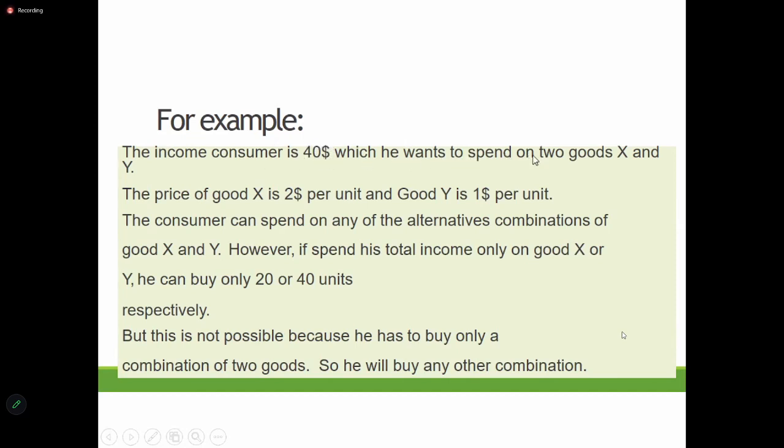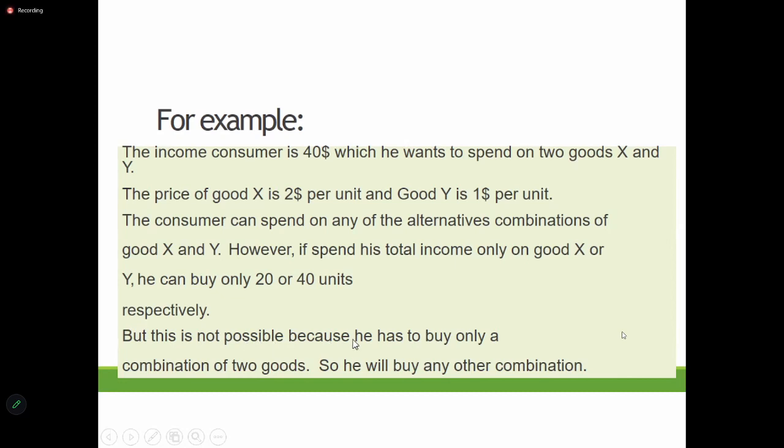Okay, for example, just understand very carefully: the consumer has $40 which he wants to spend on two goods, let's say X and Y only. The price of good X is $2 and good Y is $1. The consumer can spend on any of the alternative combinations of good X and Y. However, if he spends his total income only on good X or good Y, he can buy only 20 or 40 units, because here it is $2, here $1. Income is 40.